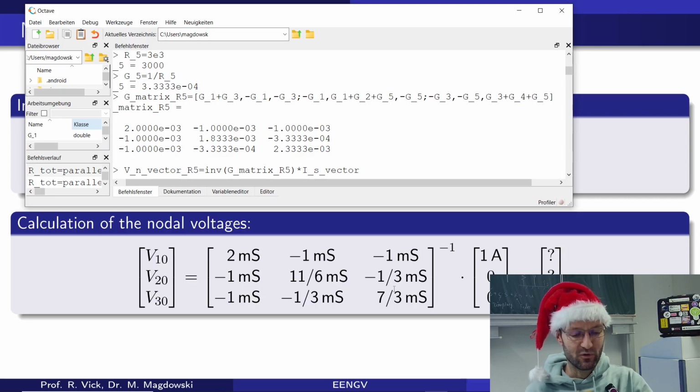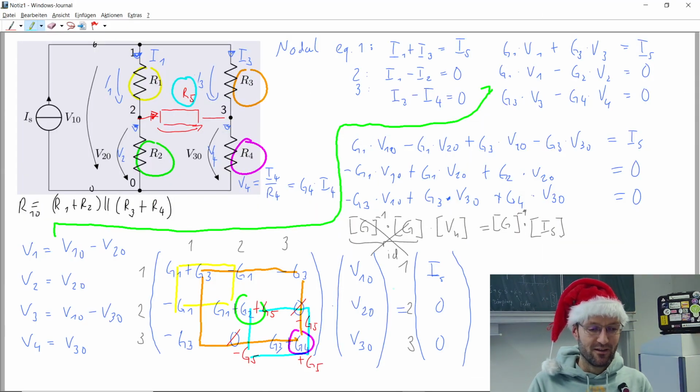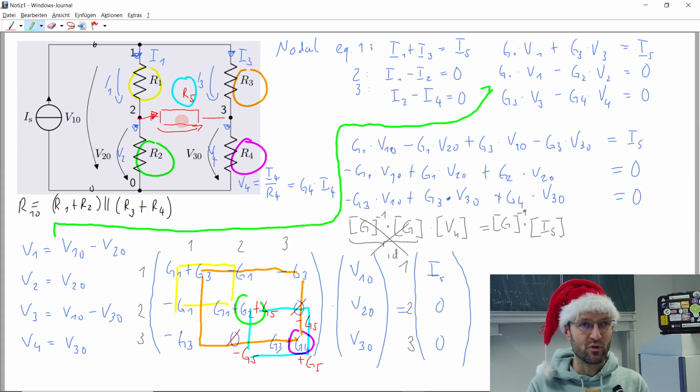Before I enter and calculate the result, I would like you to think about the equivalent resistance of the circuit. If we add this resistor over there, what should happen to the total equivalent resistance of the circuit?